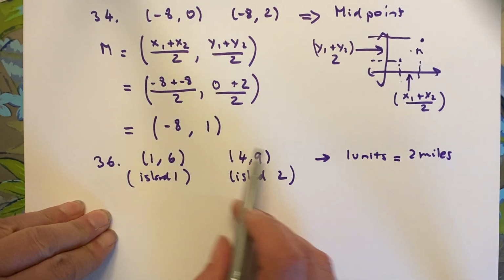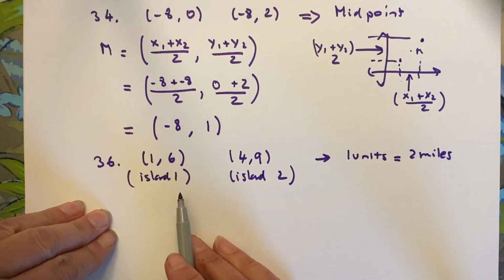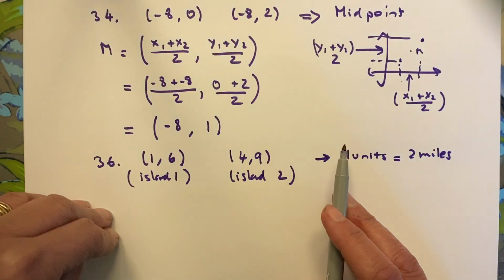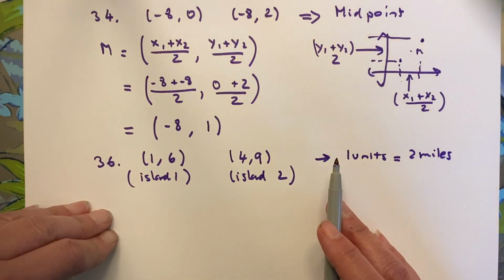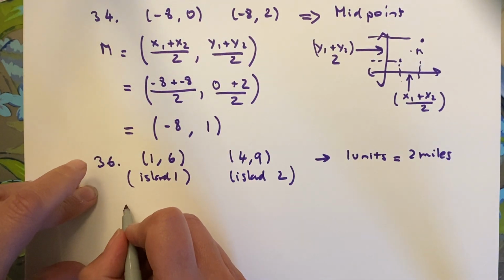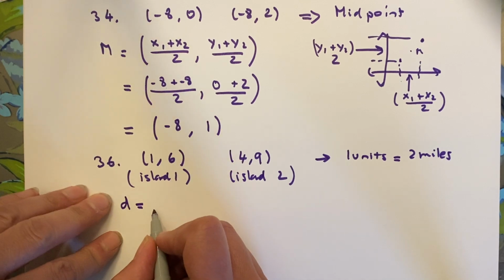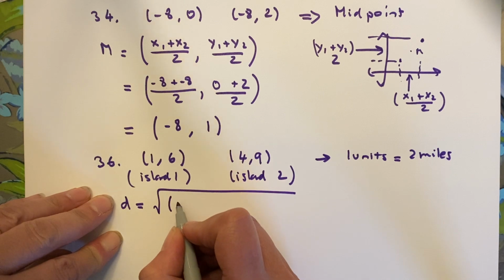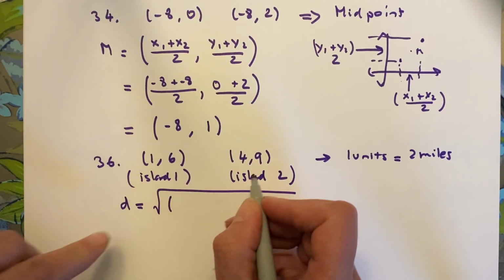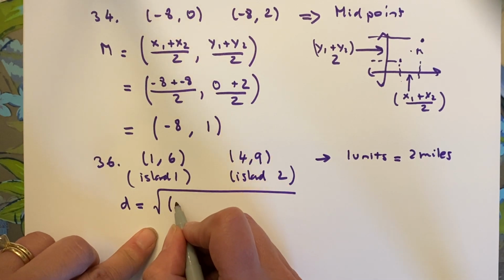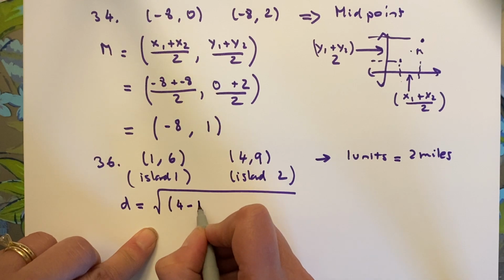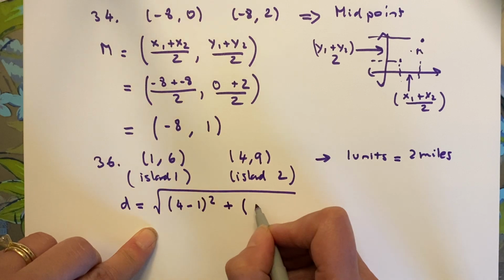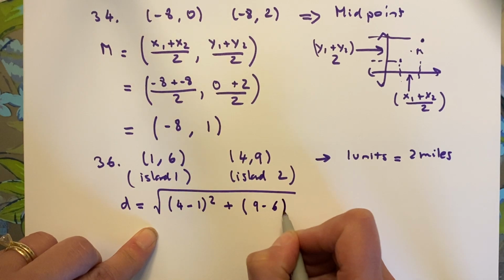And so at the very end, once we find out the distance between these 2 islands, we're going to multiply by 2 to find out how far away they are in reality in miles. So we'll apply our distance formula first. Distance is the square root of x2 minus x1, which is 4 minus 1 squared, plus y2 minus y1, which is 9 minus 6 squared.